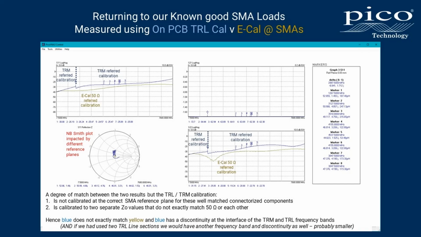And by the way, if we had used two TRL line sections, we would now have another frequency band and a further discontinuity as well, although in practice that would probably be a rather smaller discontinuity between two different line lengths.